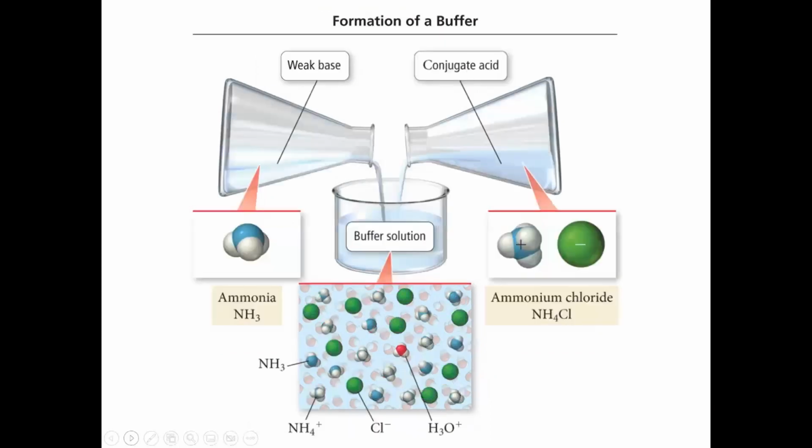Same kind of thing occurs if we have a base buffer. So here we have ammonia, and then we have ammonium chloride mixed together. So ammonia, remember, can absorb hydrogens, acting as a Bronsted-Lowry base. So it can react with hydrogens. We also have ammonium that can give up hydrogens to react with hydroxide if a base is added.